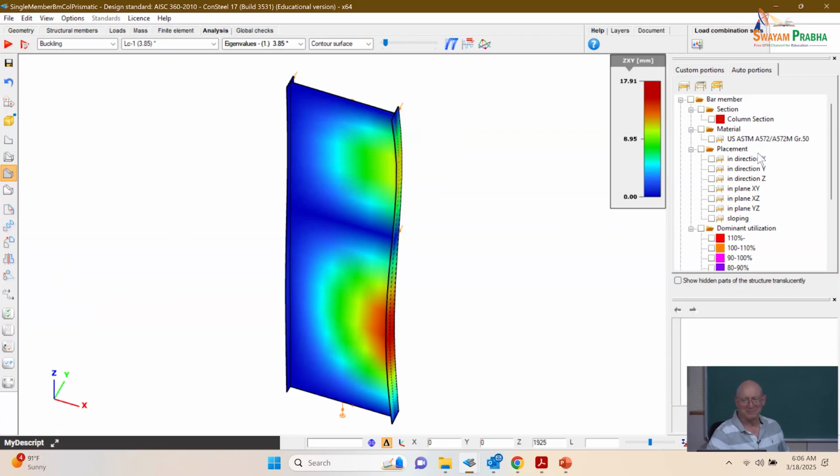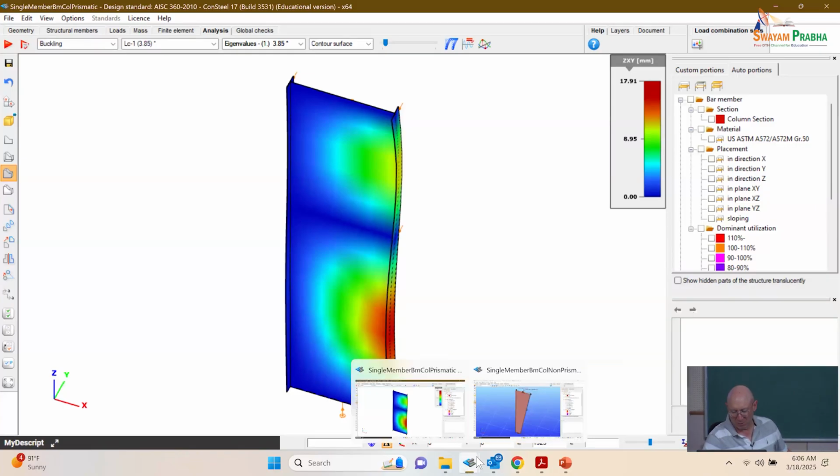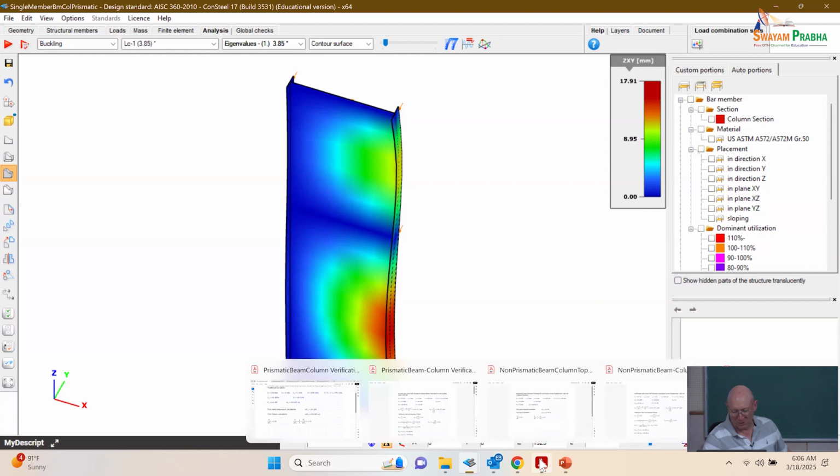The general method. So now what I want to show you is basically how that works, and then we'll do a summary. This is for just the prismatic beam column. We can then look at it for the non-prismatic case. General method, okay, good.